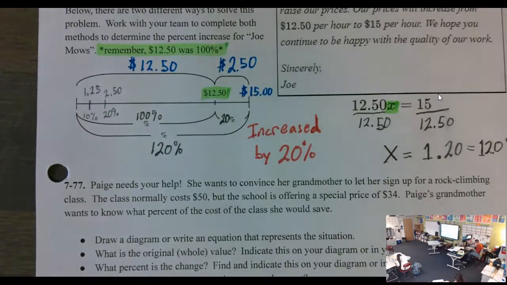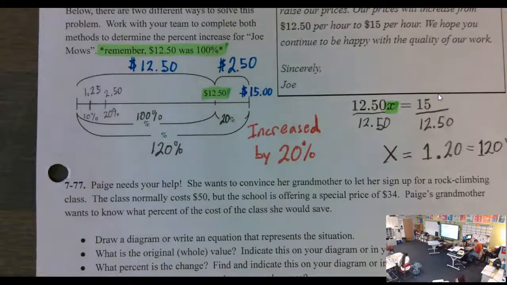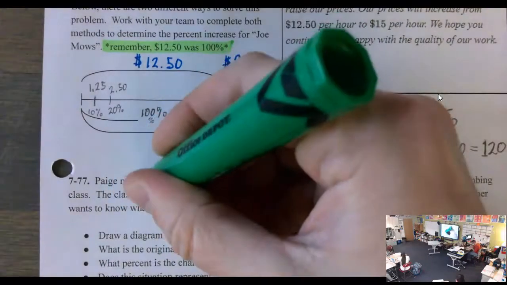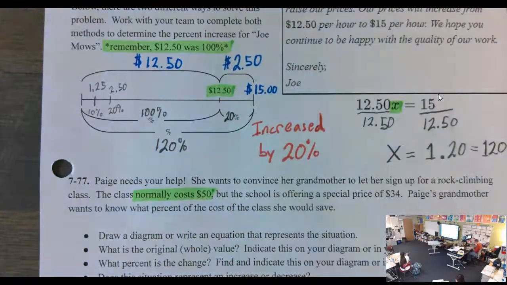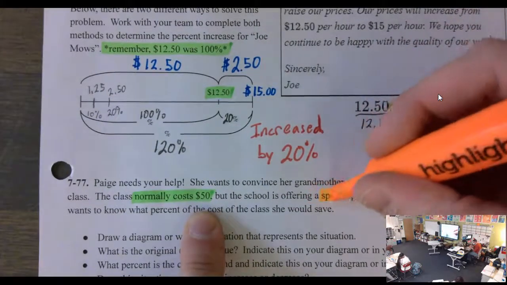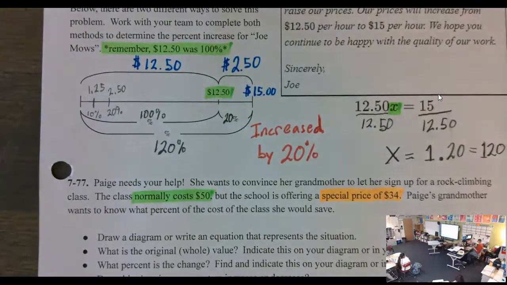She wants to convince her grandmother to let her sign up for a rock climbing class. The cost normally costs $50, but the school is offering a special price of $34. Paige's grandmother wants to know what percent of the cost of the class she would save. Would this sort of situation be a percent increase or percent decrease if the normal is 50 and today it's only 34? Decrease, right? We're going down.